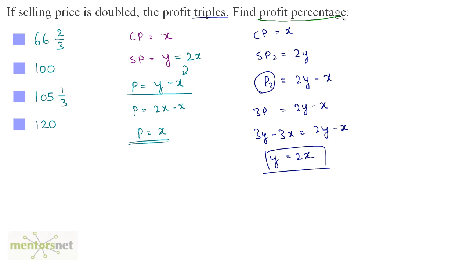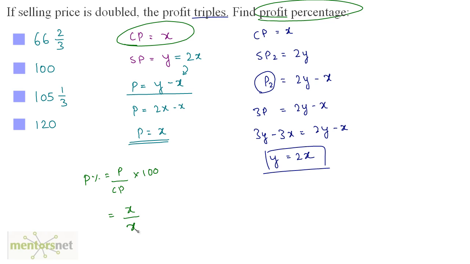Now we want the profit percentage. So what is the formula for profit percentage? P percent equals to profit upon cost price times 100, and that is equals to X divided by the cost price is X. So X upon X times 100. X get cancelled out. So therefore profit percentage is equals to 100%. Option B is the right answer.